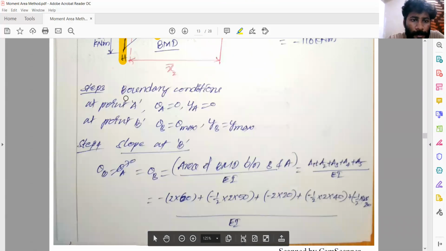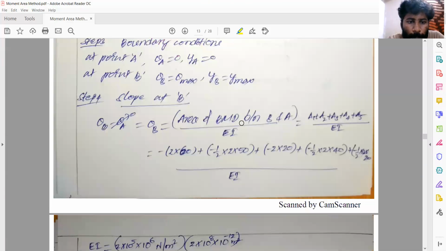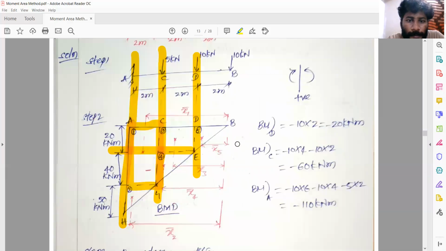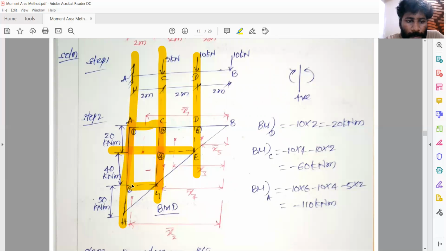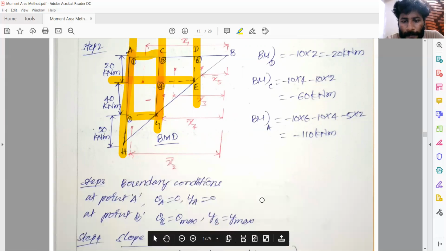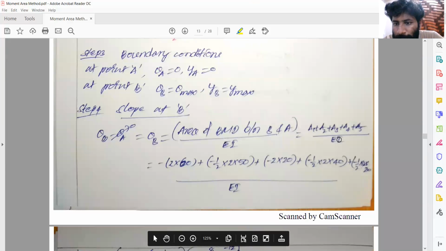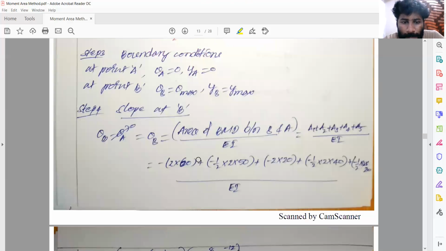After doing this, we know the boundary conditions. This is a fixity, zero. We have to find the slope and deflection at the free end. So the slope at B is equal to theta B minus theta A. Theta A is 0, so it is the area of the BMD between B and A divided by EI. So this is the area we have to take. We know that EI is constant, so we can directly calculate the total area of this diagram, or else go for it individually. Individually I have taken A1 plus A2 plus A3 plus A4 plus A5. So there are 5 areas here, divided by EI, and we get this value.